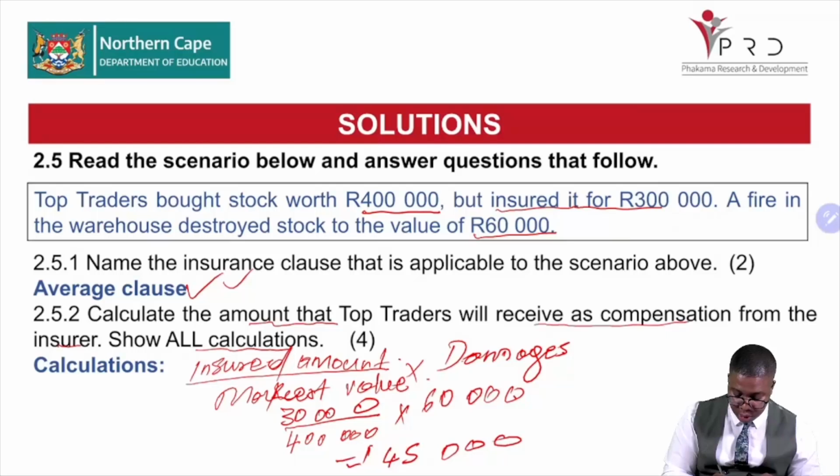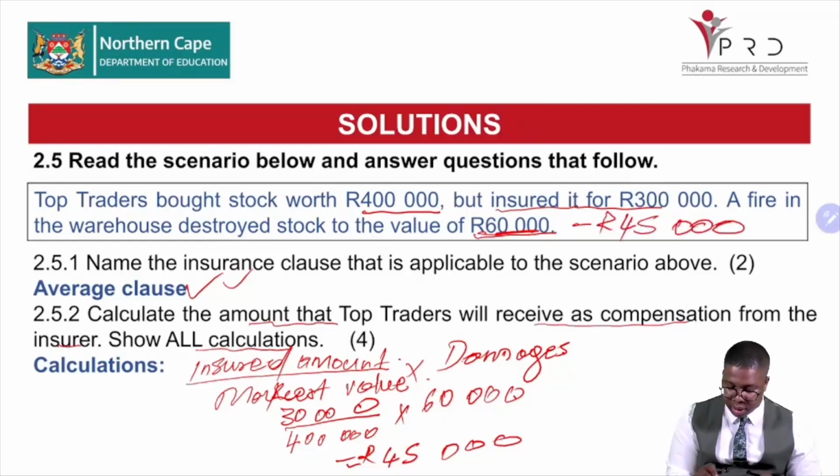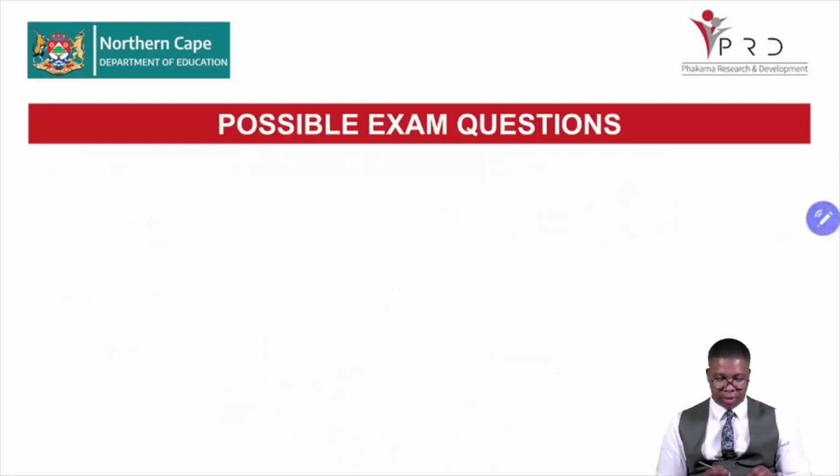45,000. So as you can see, the total damage is 60,000, but the company Top Trader will only receive how much? 45,000. Now there's a shortfall here. Why? Because Top Trader was under-insured. It was insured for 300,000 instead of being insured for 400,000, which is the total value of stock. Hence Top Trader is only receiving 45,000.